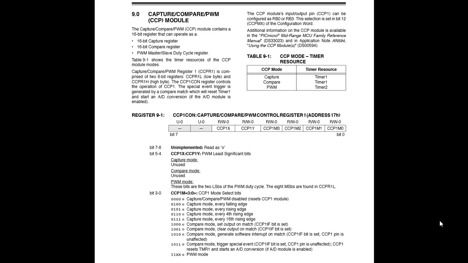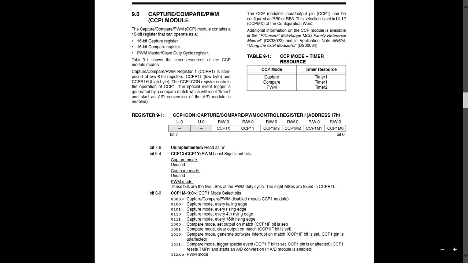The section that I've opened here is section 9 of the document, and if you search for PWM you'll find it. We can see here that between the capture, compare and PWM, we have the ability to choose one of these functions at any given time. So the main thing we want to look at is what way we actually set it up so that it will run the pulse width modulation.